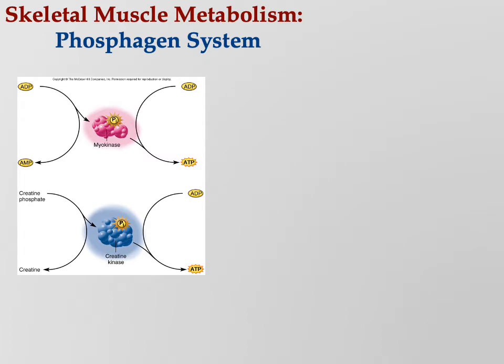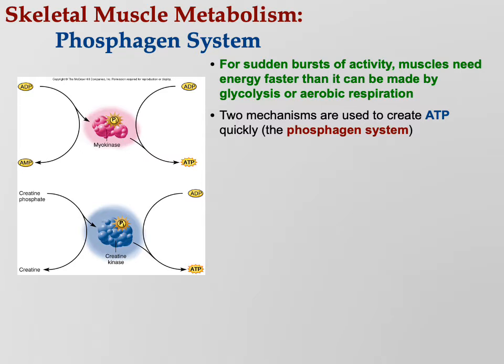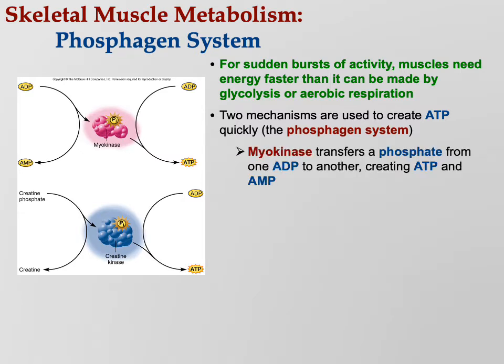Let's look at the phosphagen system first. It's very clever what's going on. For sudden bursts of activity, muscles need energy faster than it can be made by glycolysis or aerobic respiration. Two mechanisms are used to create ATP quickly, and those are called the phosphagen system. So look at myokinase. Look at what's happening here.